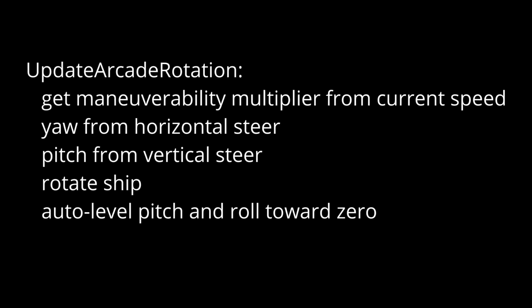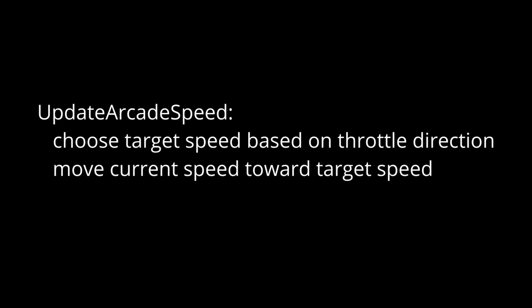For updating arcade rotation, we're going to get maneuverability multiplier from current speed, and we're going to get the yaw from our horizontal steer, and pitch from our vertical steer. Then we're going to rotate the ship. We're going to auto level the pitch and roll towards 0. For update arcade speed, we're going to choose our target speed based on the throttle's current direction. We're going to move our current speed smoothly toward our target speed.